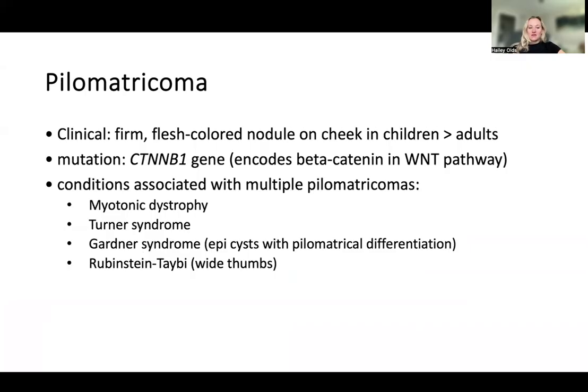So they are associated with the CTNNB1 gene, which is related to the WNT pathway, and it encodes beta-catenin. And multiple pilomatricomas can be associated with some different syndromes, including myotonic dystrophy, Gardner syndrome, and Rubinstein-Taybi syndrome.